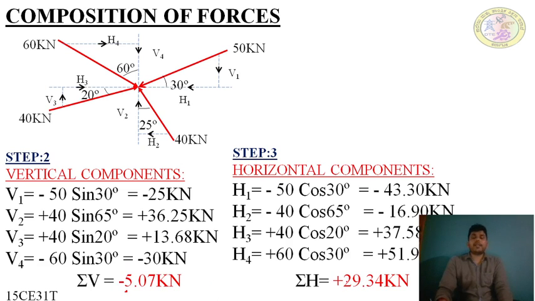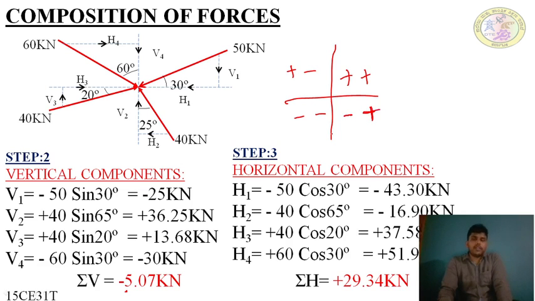We know in the first quadrant both are plus. Vertical component plus, horizontal negative, minus and plus. Both are minus, minus and plus. Vertical component minus, this one is positive. We can understand here. This is the x-axis, this is the positive line, this is the negative line. This is the positive line and this is the negative line.